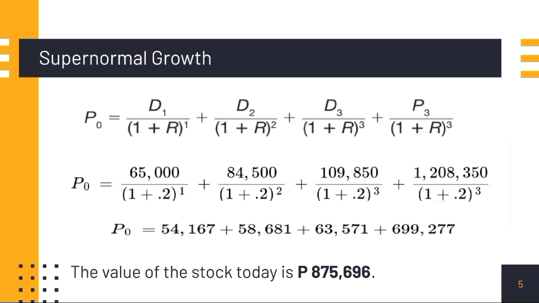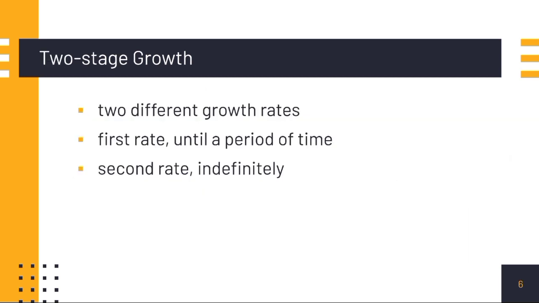The formula is on the screen. Substitute the values mula sa mga sagot na nakuha natin kanina. Then simplify each fraction. Then add 54,167 plus 58,681 plus 63,571 plus 699,277. The total value of the stock today is 875,696. Let's proceed to the next topic.